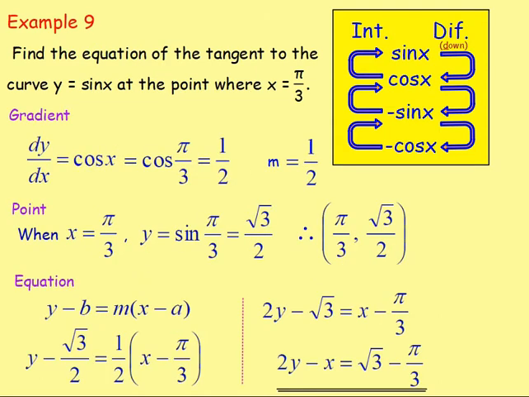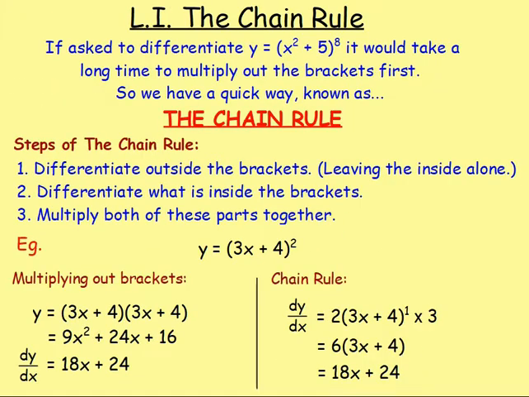This example here was looking at the equation of the tangent. What are you always thinking when you're wanting the equation of a tangent? It's a straight line. That's right, gradient, point, equation. So work out the gradient by differentiating. Get the point, you need the x and the y value, and sub everything into the equation y minus b equals m bracket x minus a. I'll talk over this in the lesson, so if you look back to the other video, I'll go over this in a lot more detail.